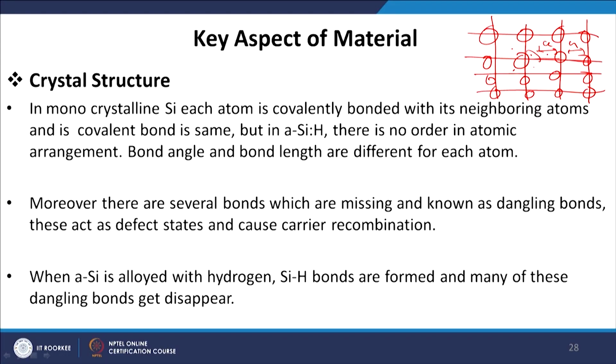When amorphous silicon is alloyed with hydrogen, silicon-hydrogen bonds are formed, and many of these dangling bonds appear. Now, there are several techniques to treat these defect states or dangling bonds. For example, if we treat this amorphous silicon with hydrogen, some dangling bonds can disappear.